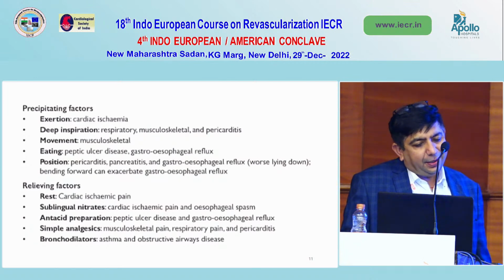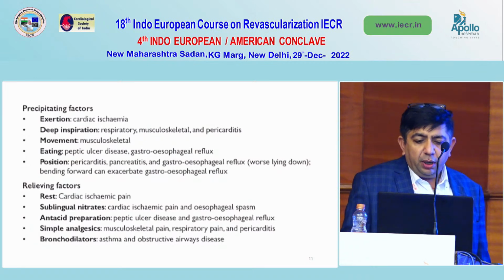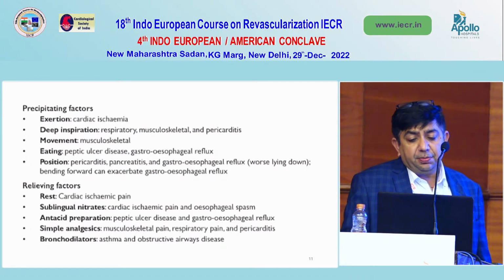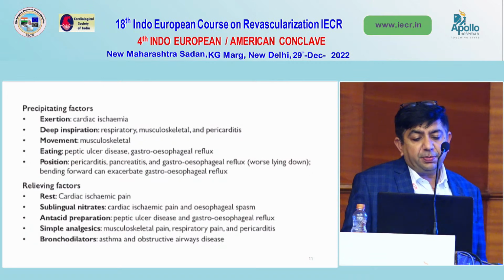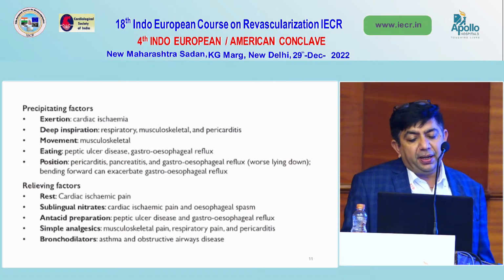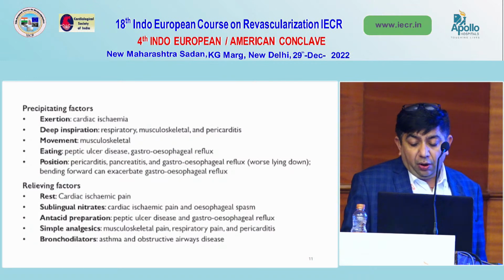Relieving factors: cardiac chest pain is relieved by rest, and sublingual nitrates relieve ischemic chest pain and esophageal spasm. Antacid relieves peptic ulcer disease pain and gastroesophageal reflux. Simple analgesics relieve musculoskeletal pain, and bronchodilators relieve asthma or COPD pain.